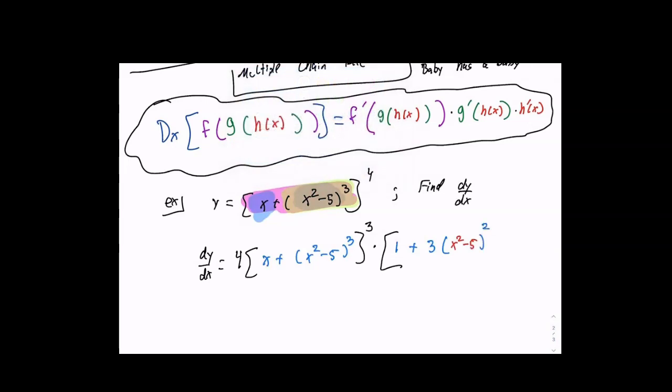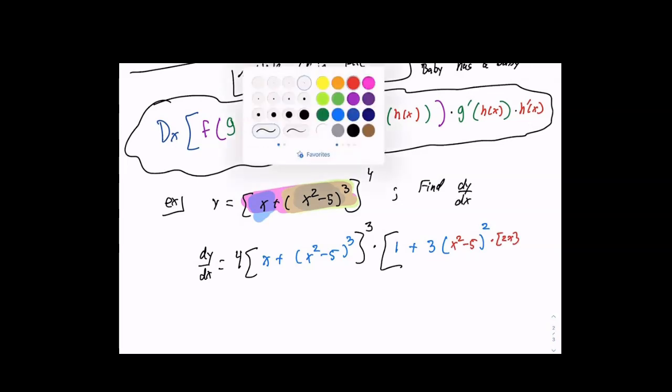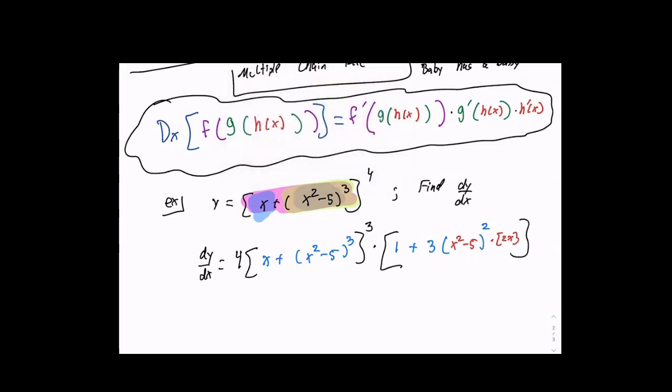Now, here's the biggest mistake people make. A lot of people do this part perfectly well, but then they make one last step. Times 2x, and the 2x is only attached to the 3 parentheses x squared minus 5 times 2. And then close my bracket.